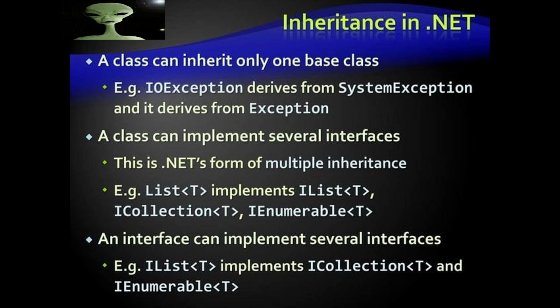In .NET, a class can inherit only one base class. IdleException, in this example, derives from SystemException, which is derived from Exception. However, a class can implement several interfaces, which is .NET's form of multiple inheritance. For example, a List<T> implements the interfaces IList, ICollection, and IEnumerable, because it is a list, a collection, and an enumerable, and should implement the fields and methods that those interfaces supply.